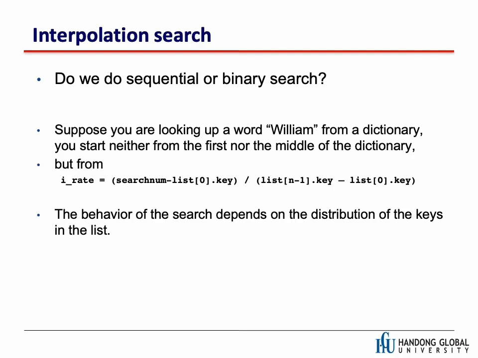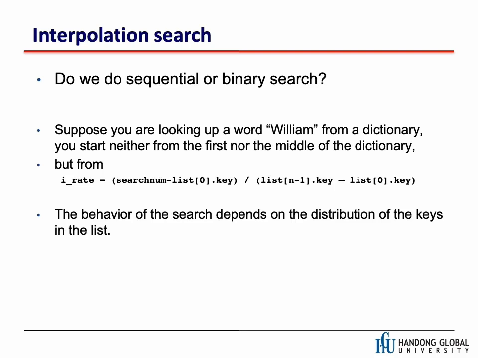William is around the end of the dictionary, and we know that. We already have some information about this word and about the distribution of the words in the dictionary. So basically, we can start from somewhere near the end of the dictionary. If our target word is something like student, then we roughly know where it is in the dictionary.